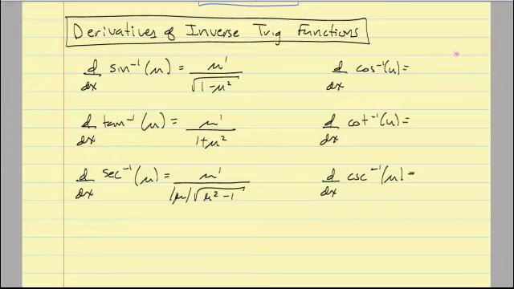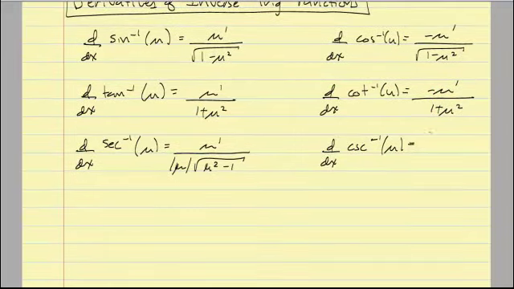Inverse cosine is going to look almost the same as the inverse sine derivative in the denominator, but the numerator is negative. And remember, these are prime marks, they're the derivative of u. Negative u prime over 1 plus u squared for the inverse cotangent. So you can see these match pretty close. They're a difference of a negative. Negative u prime over the absolute value of u times the square root of u squared minus 1 for the inverse cosecant.